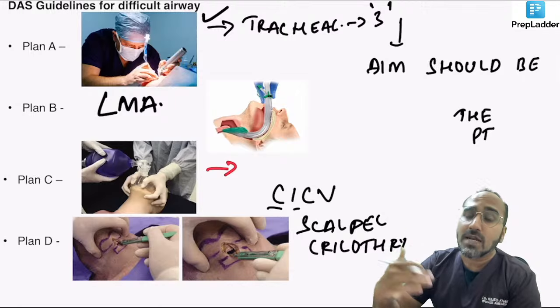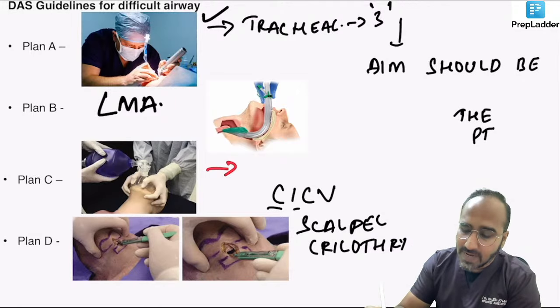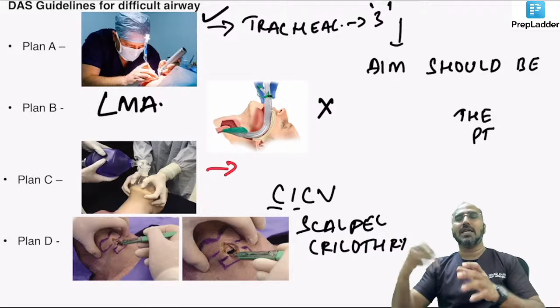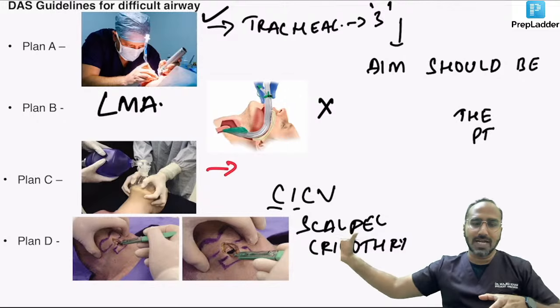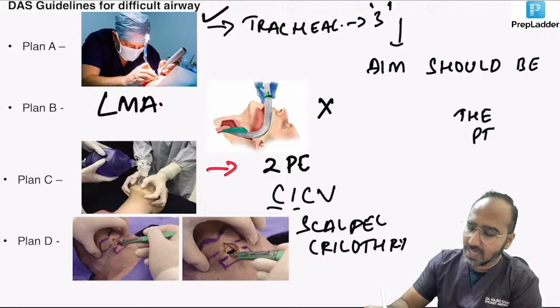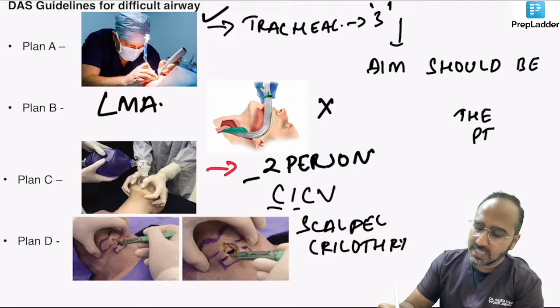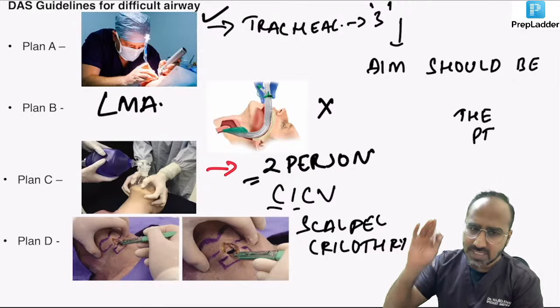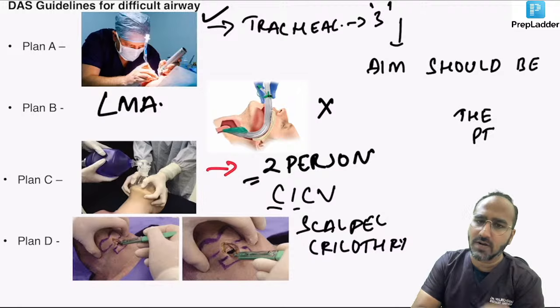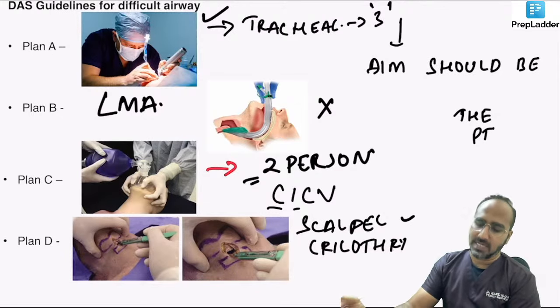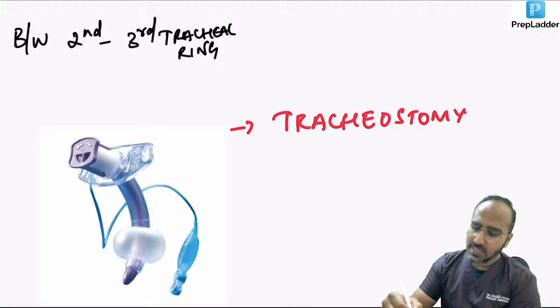Okay? If plan B has failed, if at all the supraglottic airway device has failed, then you go for plan C. Plan C is what? You remove the supraglottic airway, you hold the mask, you tell your assistant to do the bag. That is, the two-person technique of ventilation is done. That is plan C. If the two-person technique has failed, then you have to declare CICV, cannot intubate, cannot ventilate. In this scenario, you have to go for surgical cricothyrotomy. Okay? Surgical cricothyrotomy. This is the tracheostomy tube, guys.